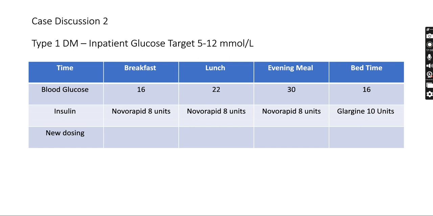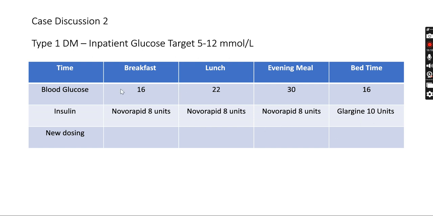We are going to discuss some real case scenarios. This is a patient with type 1 diabetes mellitus. We know that the inpatient glucose target is 5 to 12 millimole. We don't want someone's blood glucose to be lower than 5, and we don't want it more than 12. This patient is receiving Novorapid 3 times 8 units, 24 units, and glargine as basal 10 units. So this patient needs 34 units of total daily insulin.